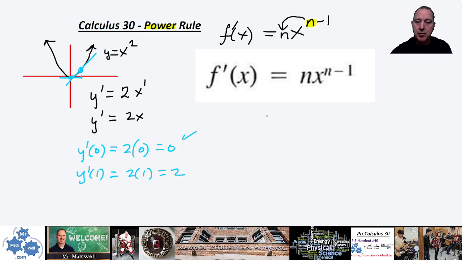Now, a couple things I want to show you here as well. What happens if we already have a coefficient? Like what if we have y equals 4x squared? No problem. This 2 still comes down and multiplies by whatever is already there.